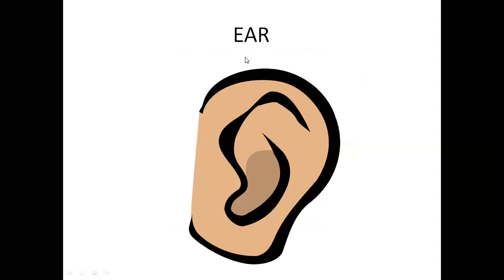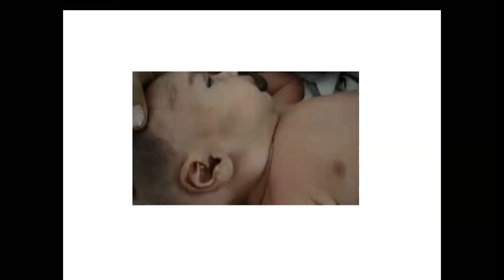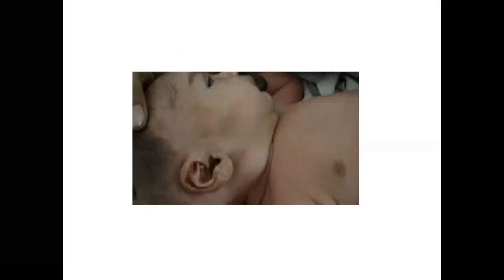Next, coming to the ear. So head is over. In the ear, the first and foremost point is you should know what is normal set of ears and what is low set ears. So we have to draw a horizontal imaginary line from the outer canthus of the eye to the external auricle. Am I clear to you?